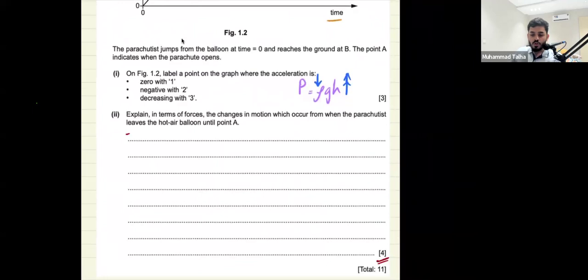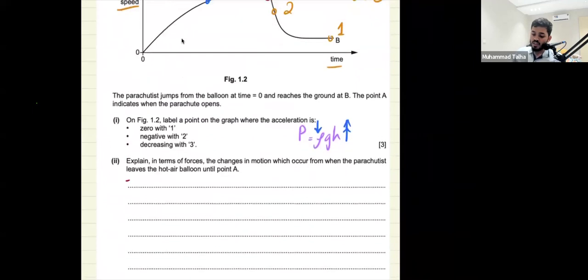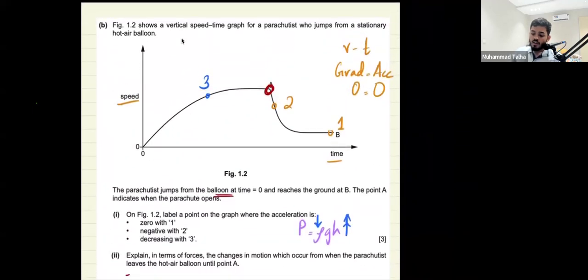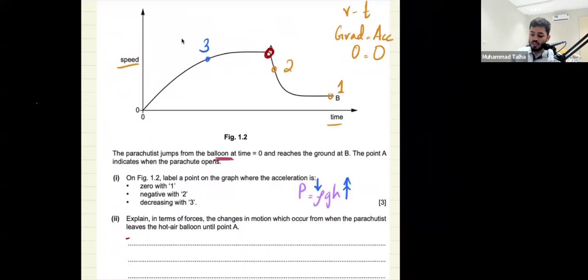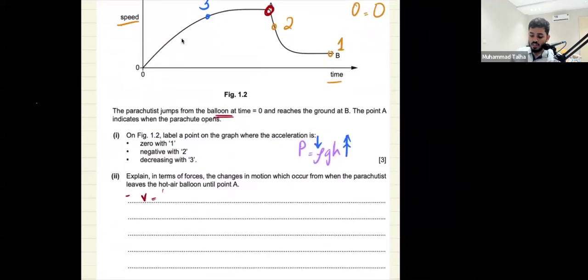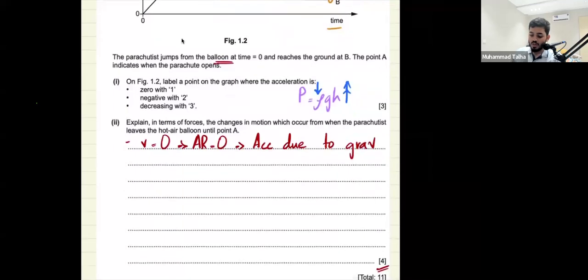So the first point you should always write is that when he just jumps from this balloon, which was stationary, initially you will say that speed is 0. So air resistance is also 0. And he falls with acceleration due to gravity. Right? Initially, when he just jumps, the only force acting on him is his weight. So he falls with acceleration due to gravity.